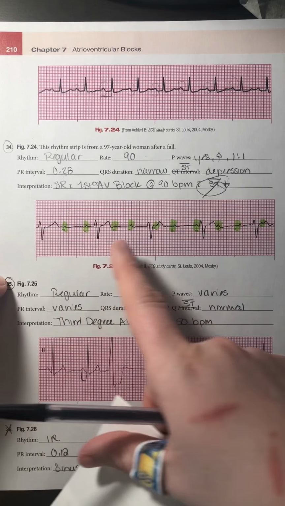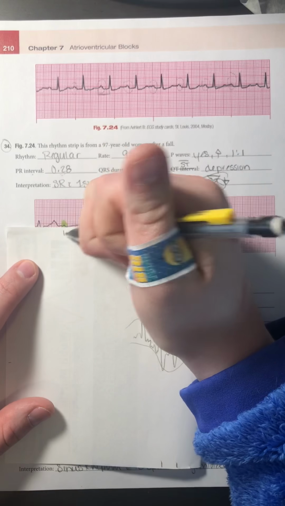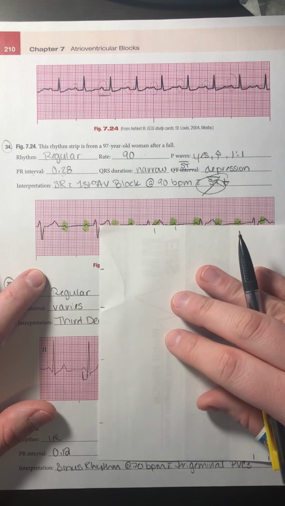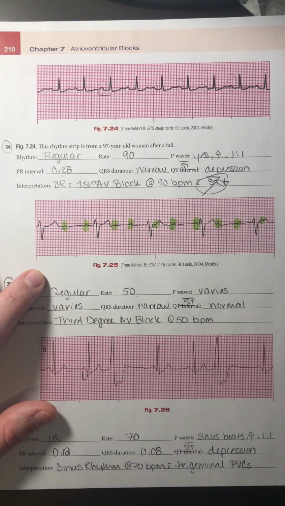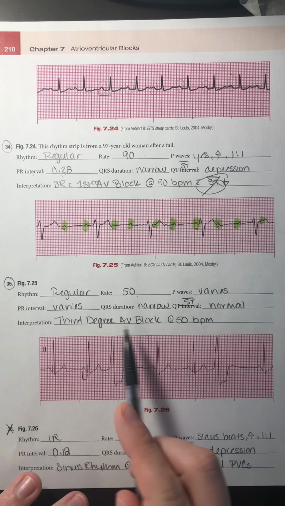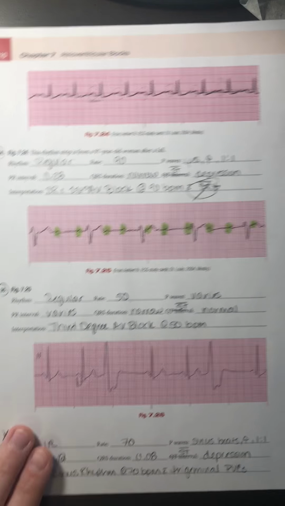So obviously my RRs march out and my PPs will march out, just some of them are hidden in some of these complexes. So you can see the P waves that are highlighted march out. So my atria is going at so many beats per minute, my ventricle is going at so many beats per minute. There's just no communication between the two. So this is a third degree AV block or a complete heart block at 50 beats per minute.